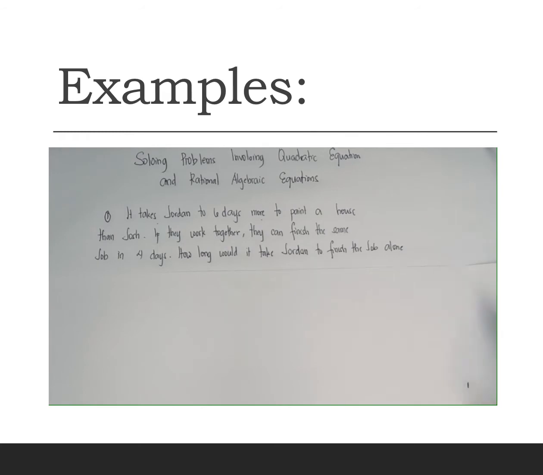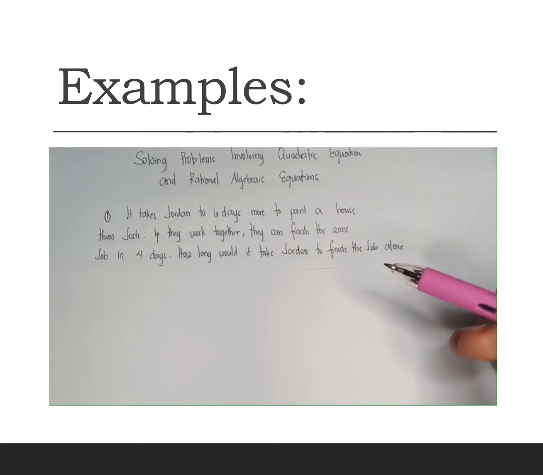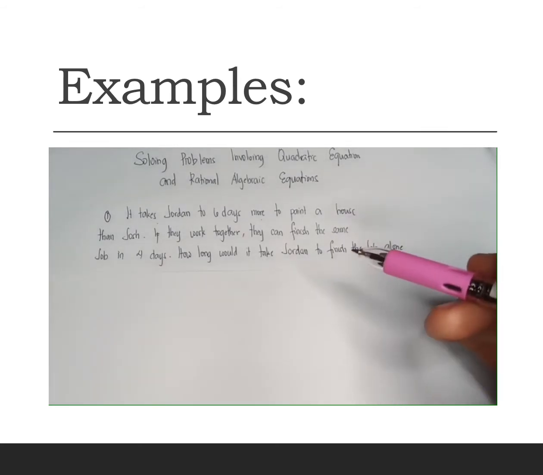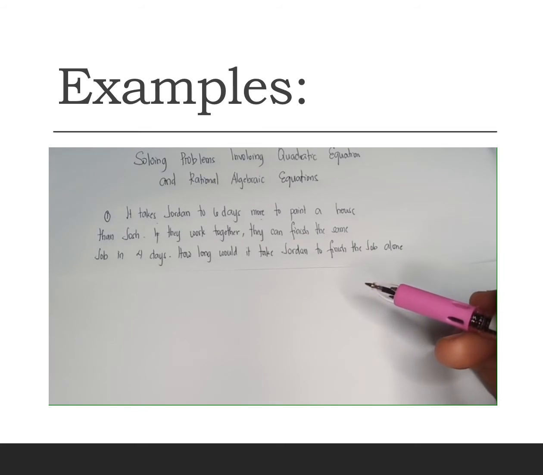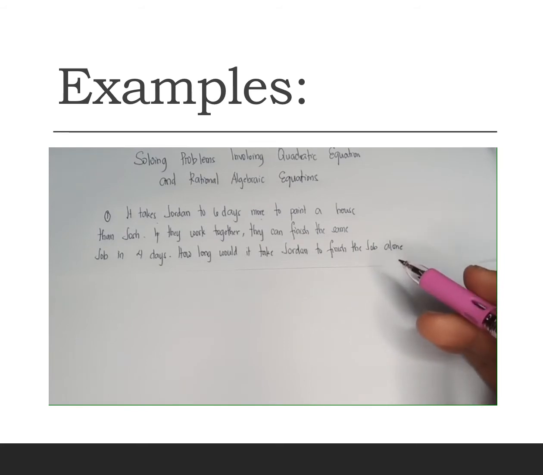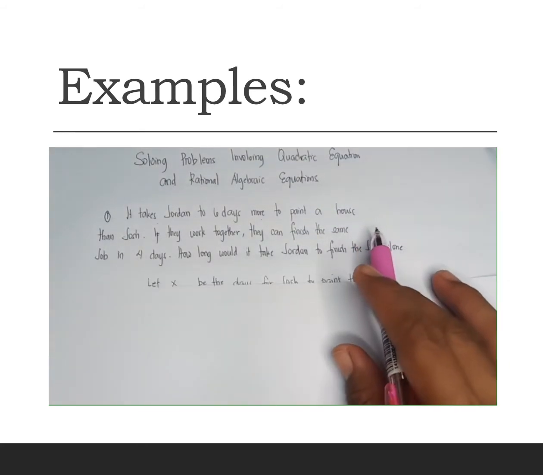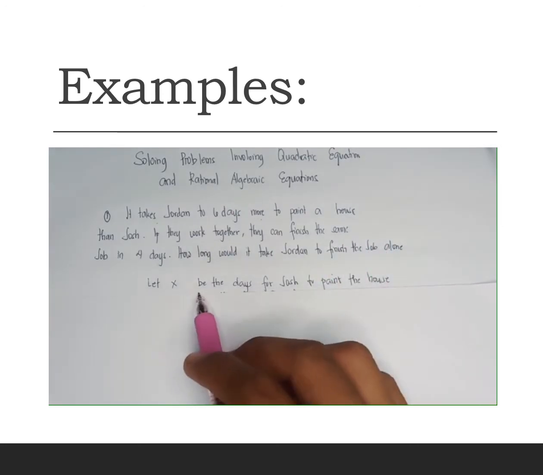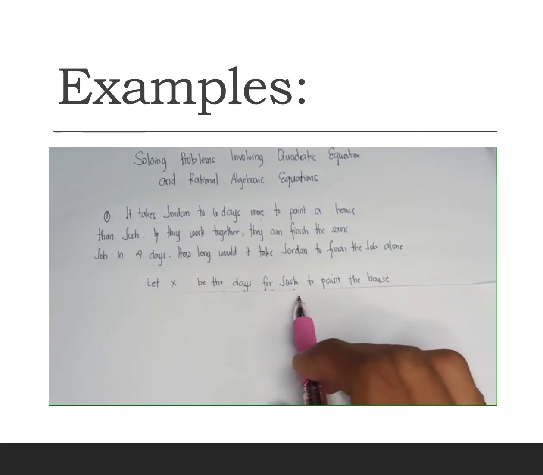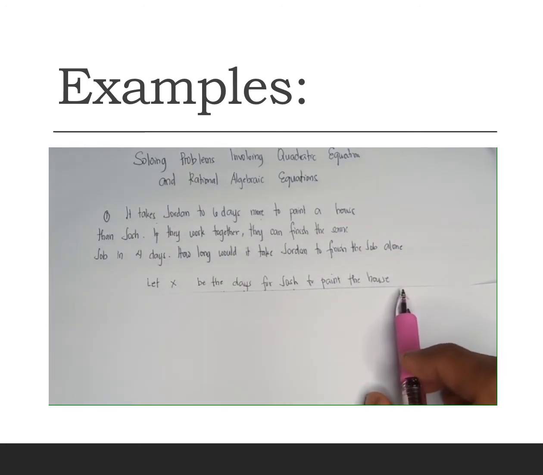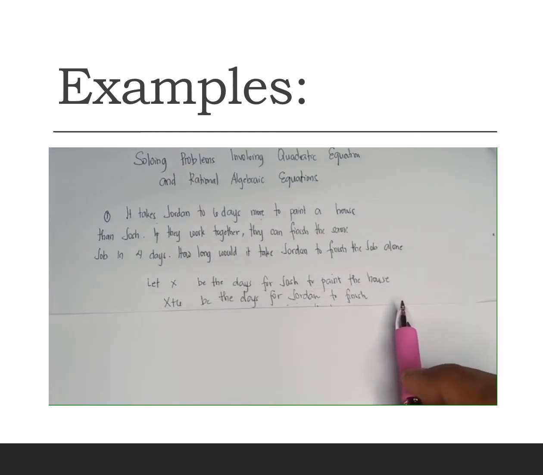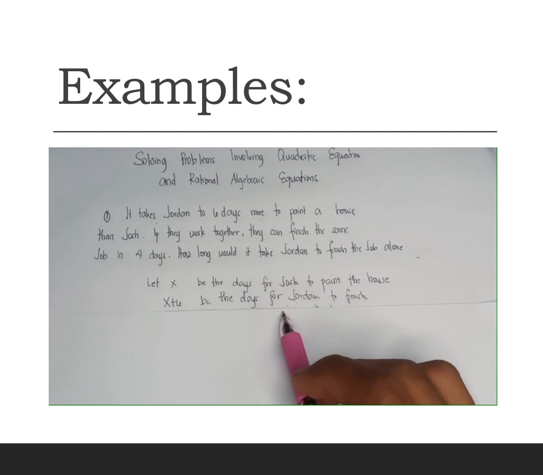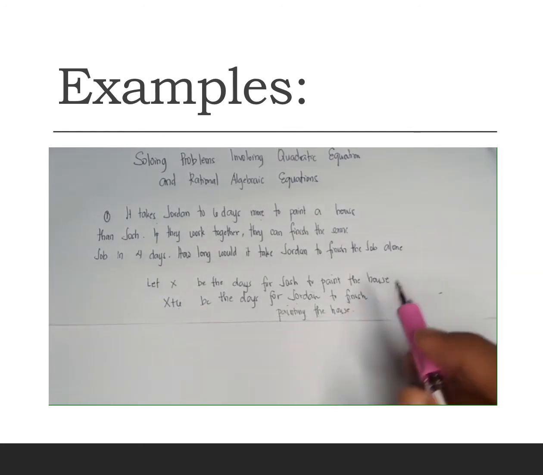In order to solve this problem, still, we must follow the steps in solving problems involving quadratic equations and rational algebraic equations. For step 1, we have the representation. Let x be the days for Josh to paint the house, and let x plus 6 be the days for Jordan to finish painting the house.